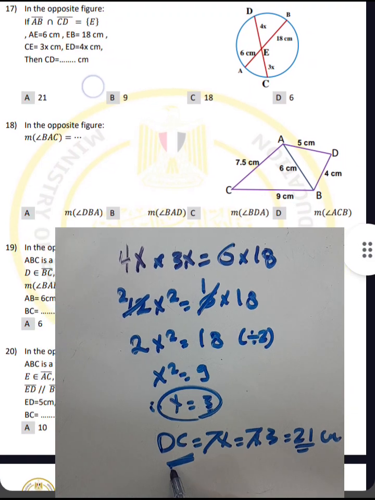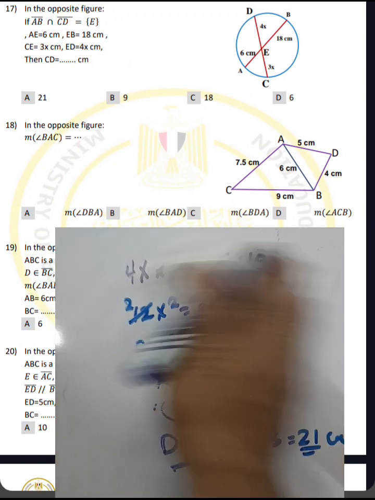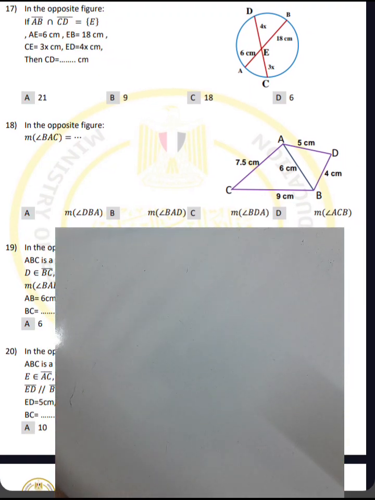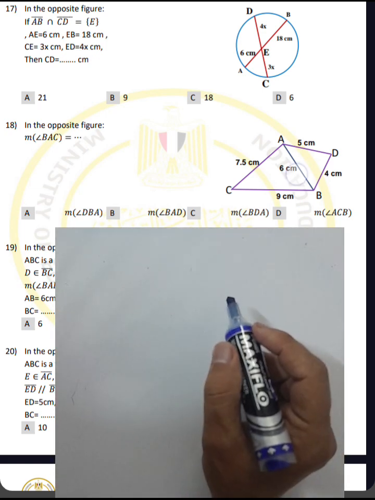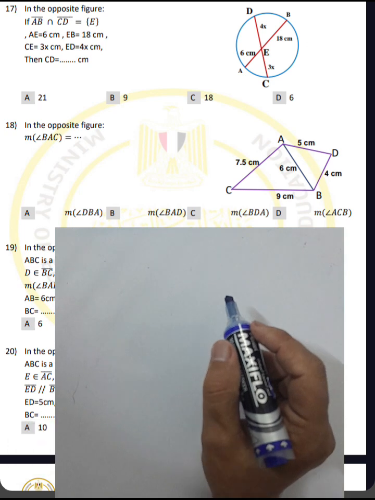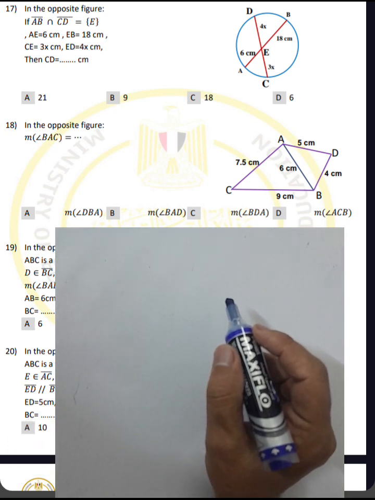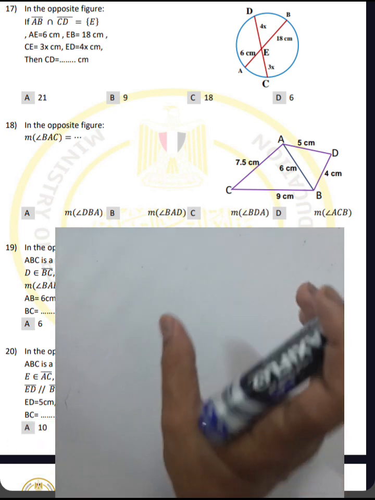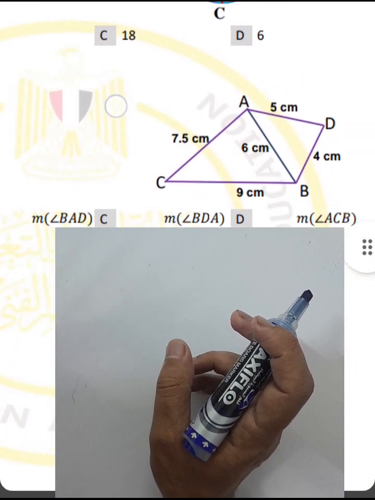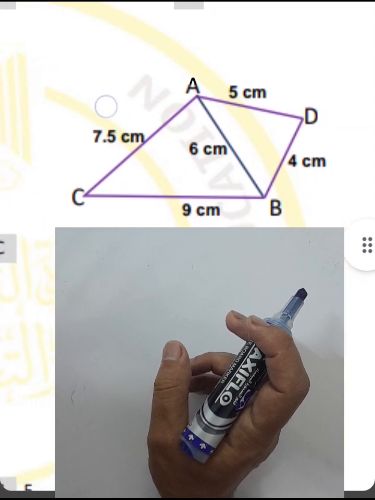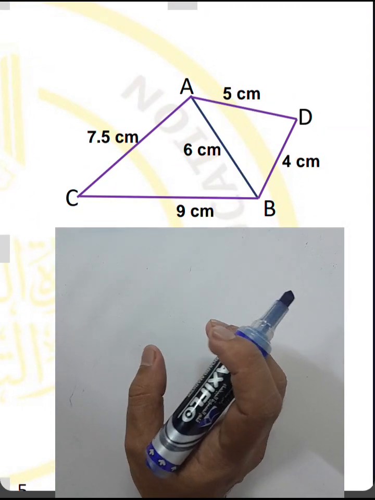Question 18. In the opposite figure, we want to find the measure of angle BAC. BAC, this angle. Okay, we can write here the congruent. You want to find the congruence or similarity between two triangles. Okay, how can you write it? You can write it by using the ratio between two sides.